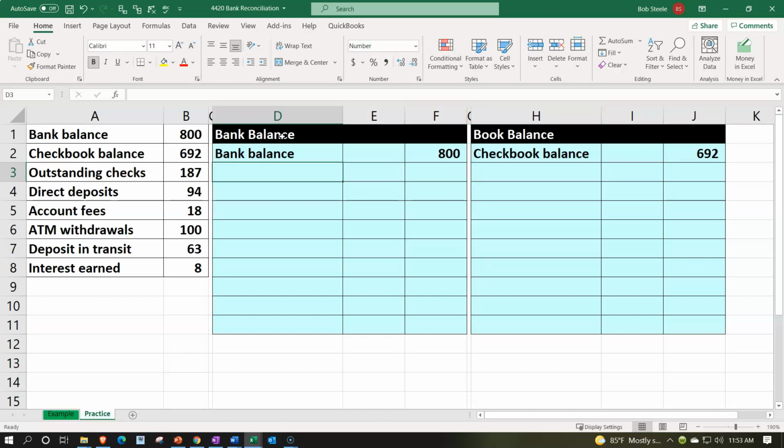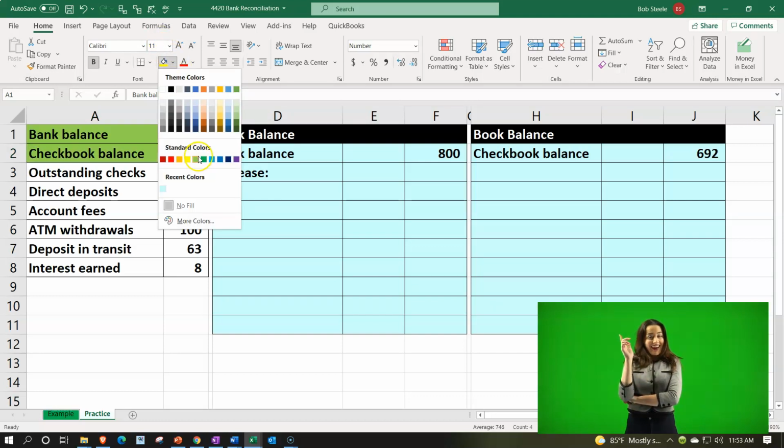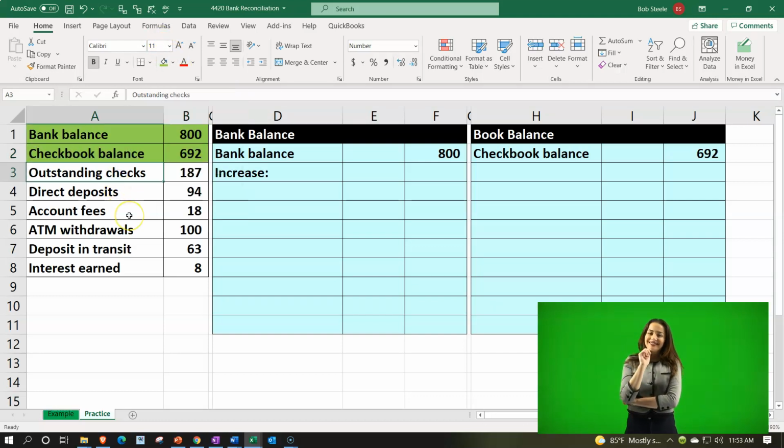So then let's add increases over here. We're going to say increase. So you're going to have increases and decreases on the book and bank side, and we have to decide where these differences apply. So we have checkbook balance. We have the outstanding checks. Now, if you're saying that we have outstanding checks, let's go ahead and highlight these as we go. I'll make them green as we go. We'll check them off with green. That means we did it. We've done that one already.